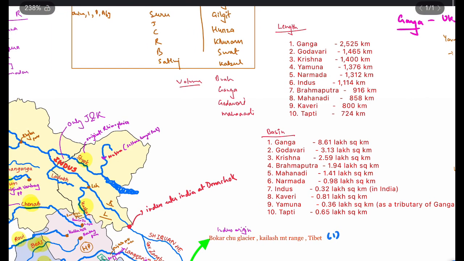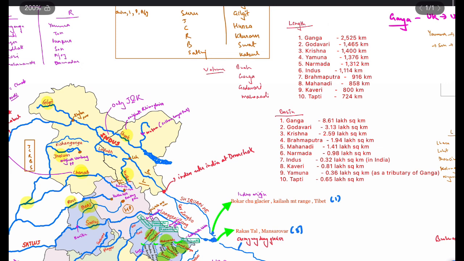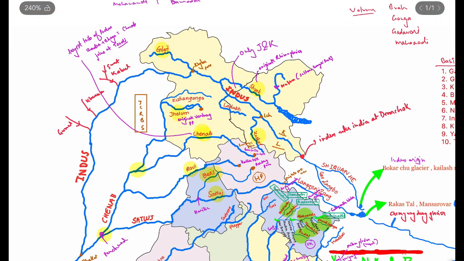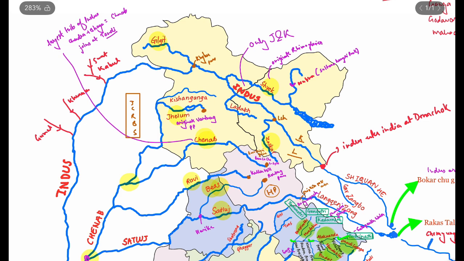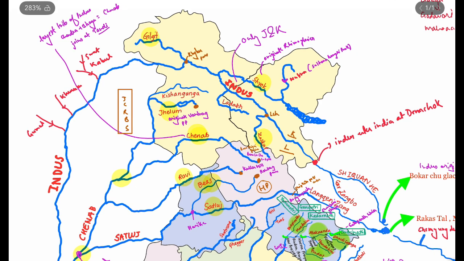As you can see, the left bank tributaries are Suru, Jhelum, Chenab, Ravi, Byas, Satluj, and the right bank tributaries are Gilgit, Hunza, Khurram, Swat, Kabul. I'm just zooming in. Hope this is visible.